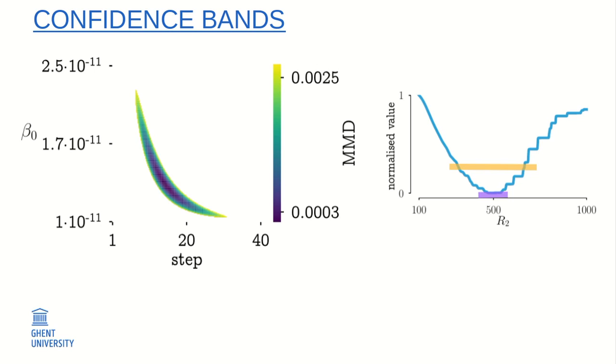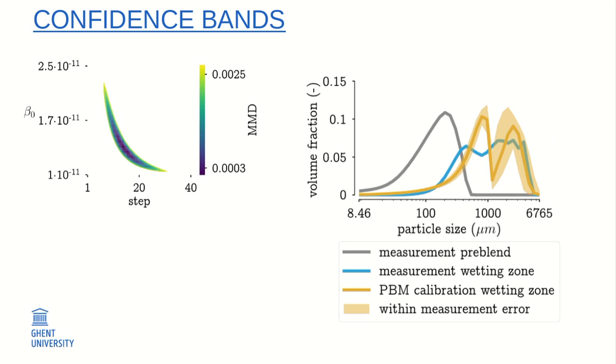If we can find all these different parameter combinations within measurement error, we can simulate all these particle size distributions. If we combine all the different particle size distributions, we can plot some error bands around our calibrated particle size distribution. This error band is the minimum and maximum value of all the simulations that we have performed for all the parameter combinations that you see on the left.